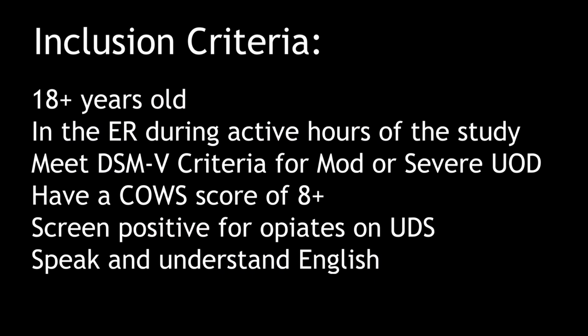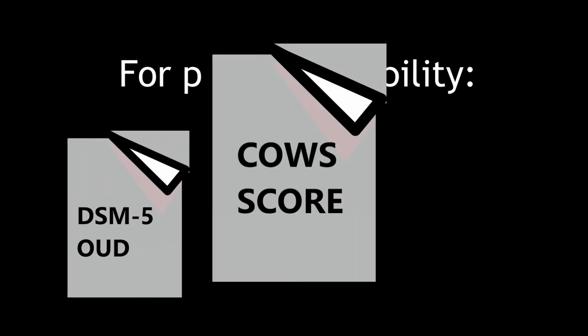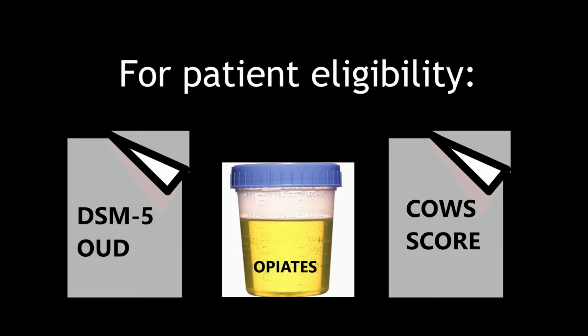Who is the perfect patient for this study? Patients included in the study have to be 18 years or older, in the ER during active hours of the study, meet the DSM-5 criteria for the diagnosis of moderate or severe opiate use disorder, have a COWS score of 8 or more, which is a score for opiate withdrawal, a positive urine drug screen for opiates, and be able to understand and speak English. So in order to have an eligible patient, you must have a DSM-5 form for opiate use disorder, a COWS score form, and a drug screen.